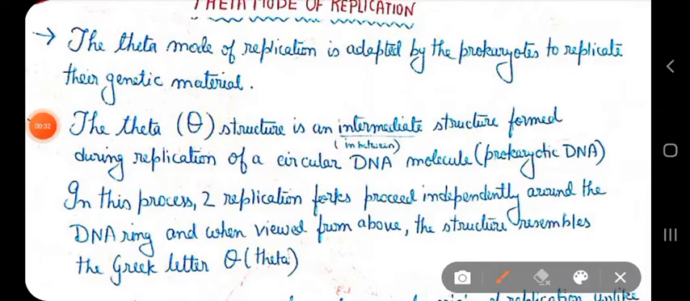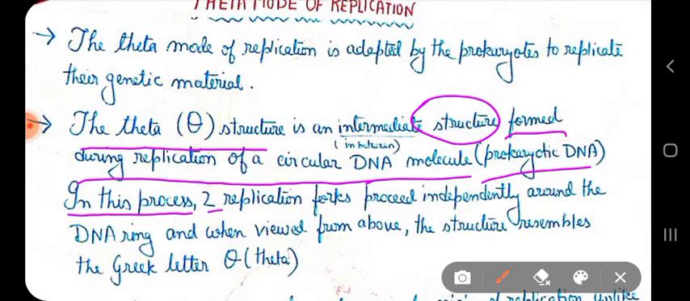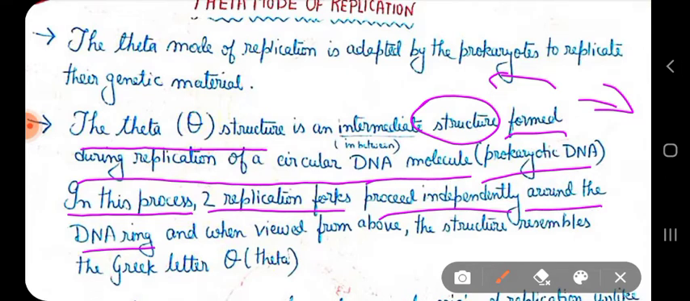Now this theta structure is an intermediate structure. That means it is found within the time of replication, formed during replication of a circular DNA molecule, which is your prokaryotic DNA. In this process, two replication forks will be observed, and these two replication forks will proceed independently in opposite directions around the DNA ring.